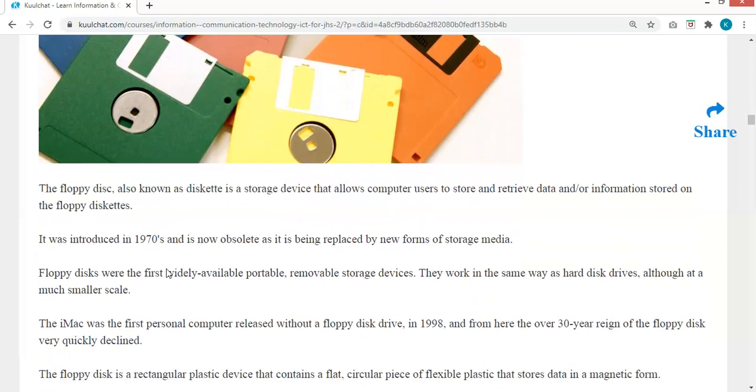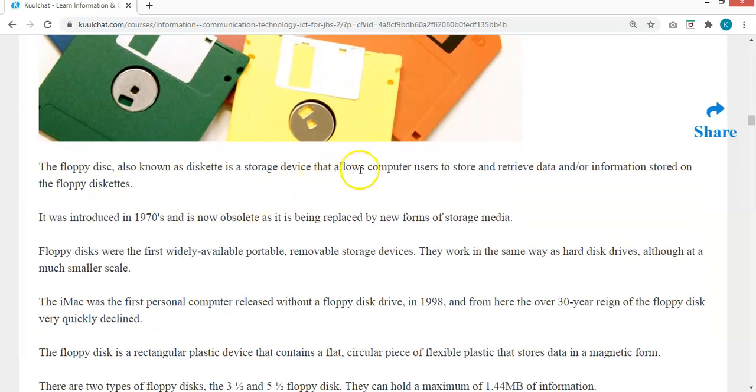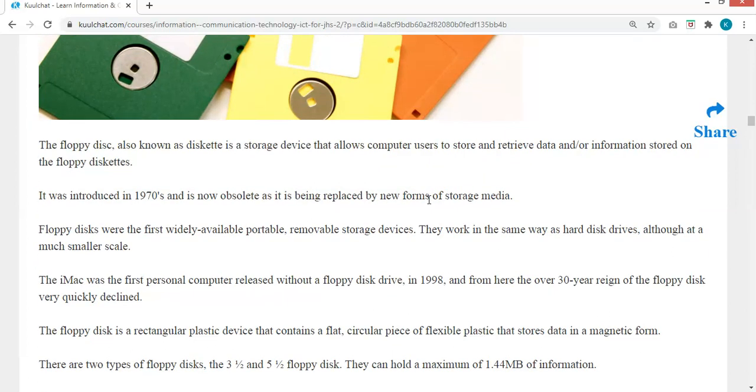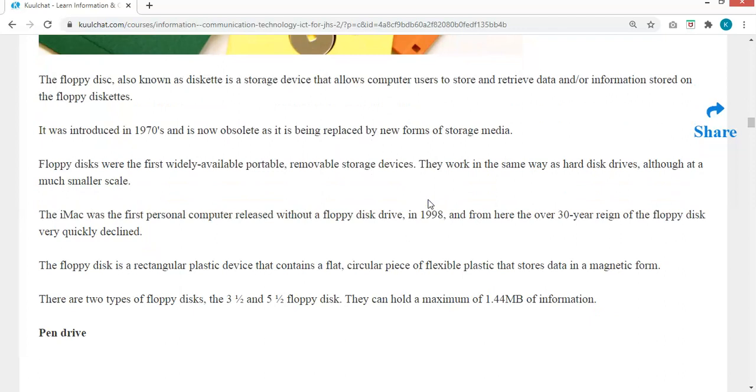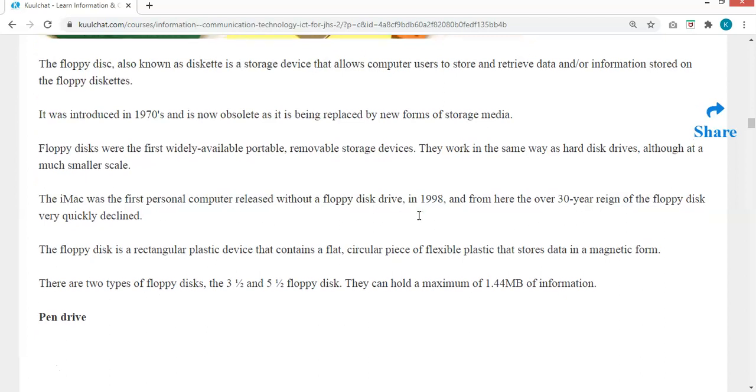So the floppy disk, also known as a diskette, is a storage device that allows computer users to store and retrieve data or information on the floppy diskette. The floppy disk came into existence in the 1970s, but it is obsolete. It is no longer in use. In 1993, machines were released without the floppy disk, so they started to die off. That's when the floppy disk faded out of the system.